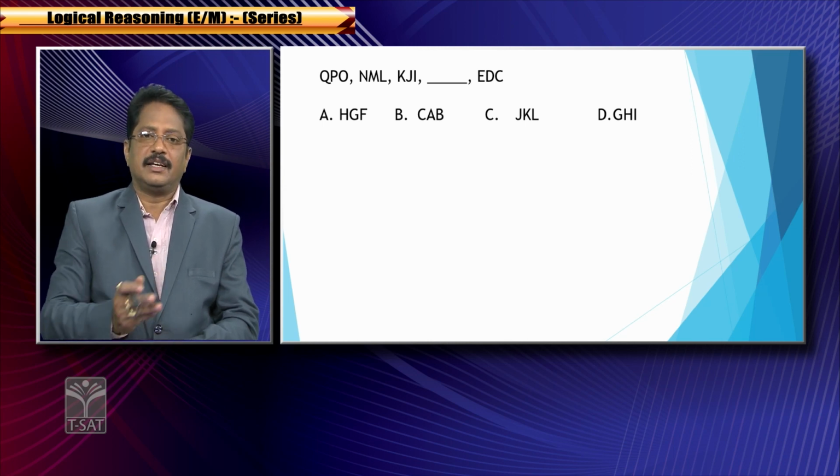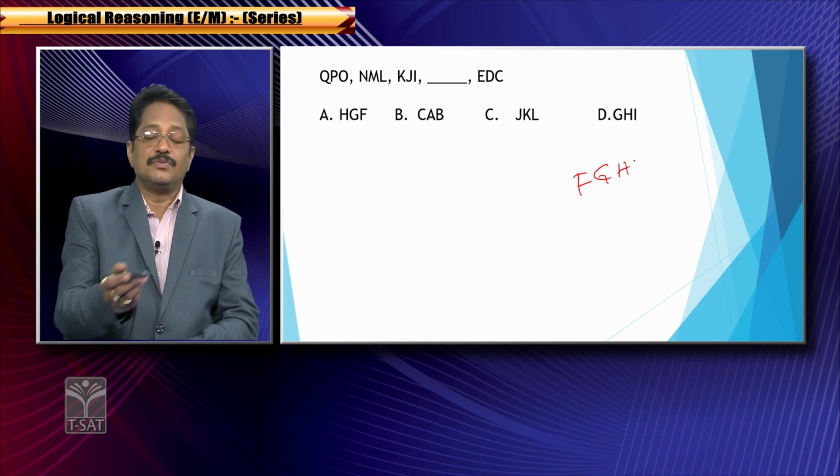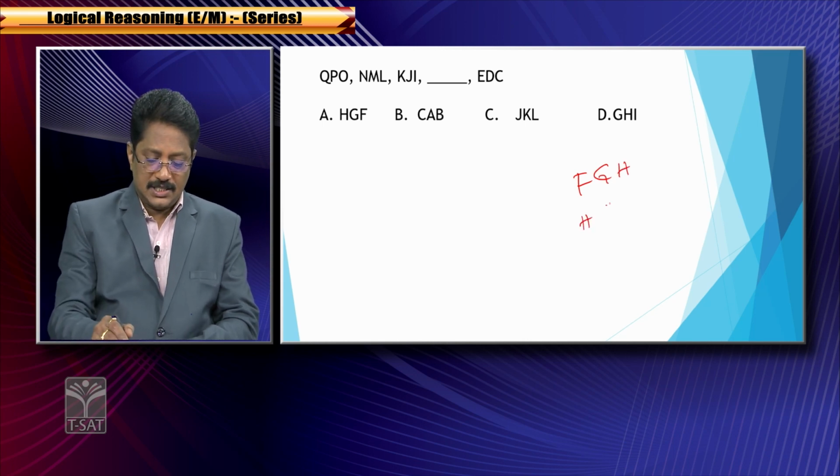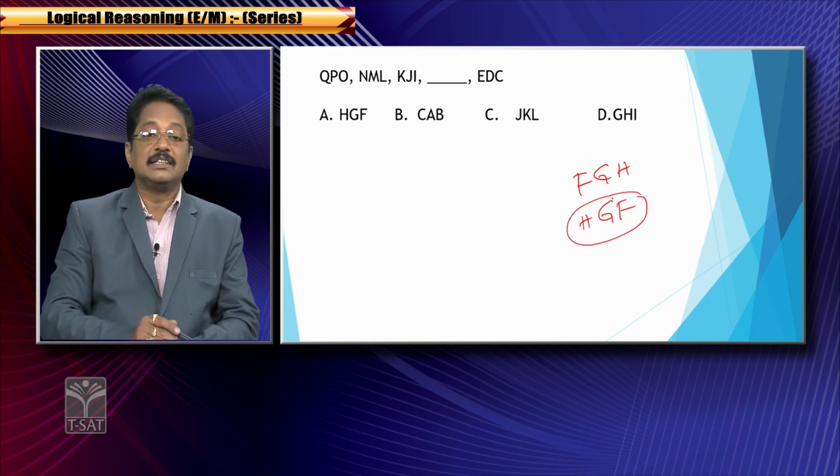After that, ABCDE. Next FGH. Correct? FGH. So FGH is the required term. In reverse order, HGF is the reverse order. So HGF is the correct answer.